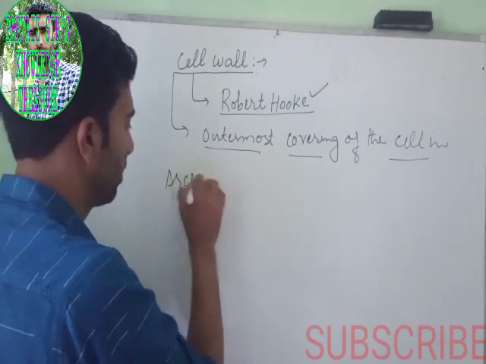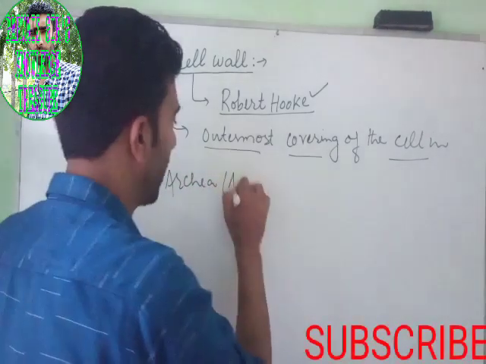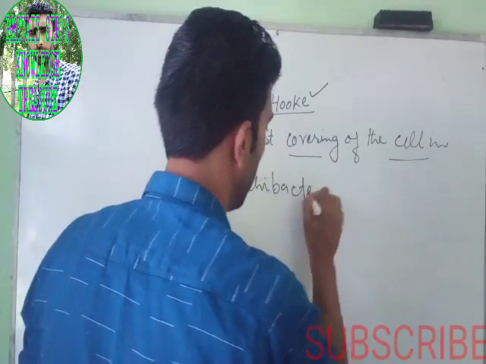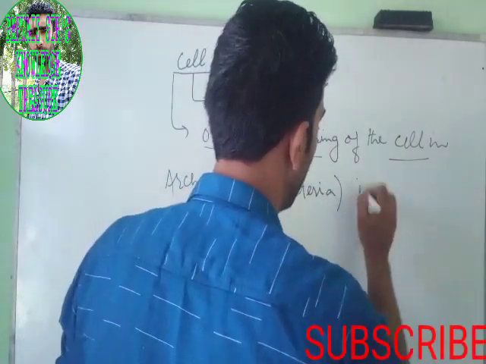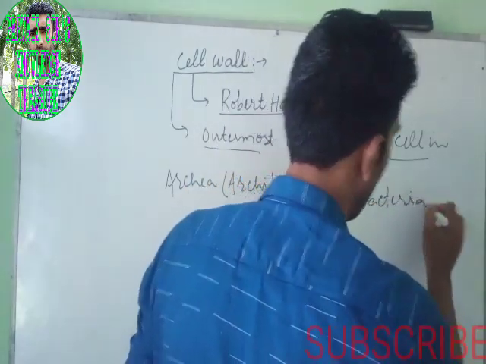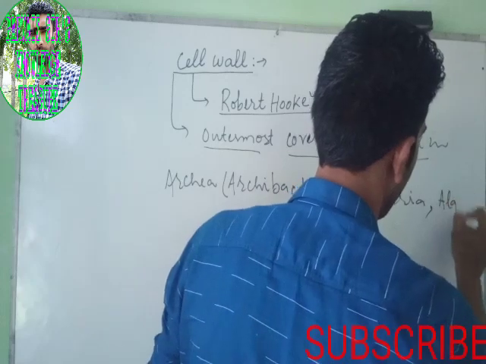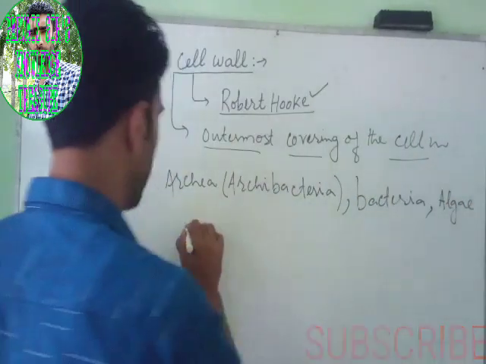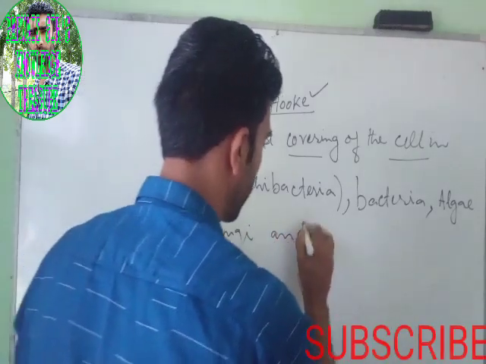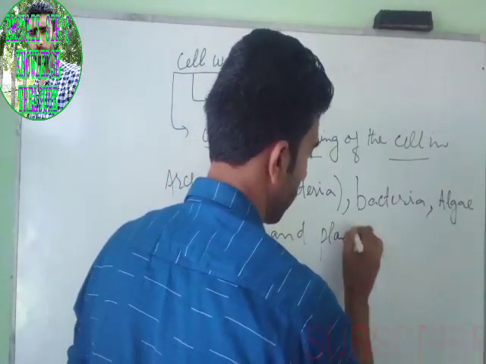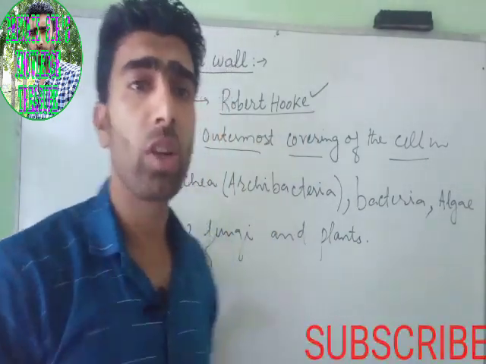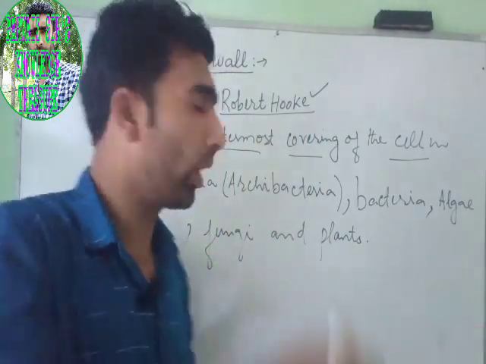archaea, or we can say archaebacteria, bacteria, algae, fungi, and plants. These are the groups of living organisms in which cell wall is found.